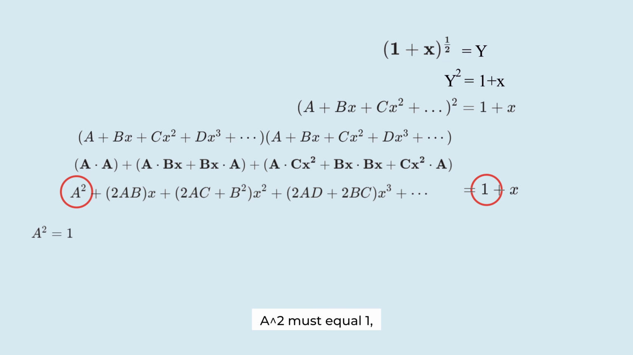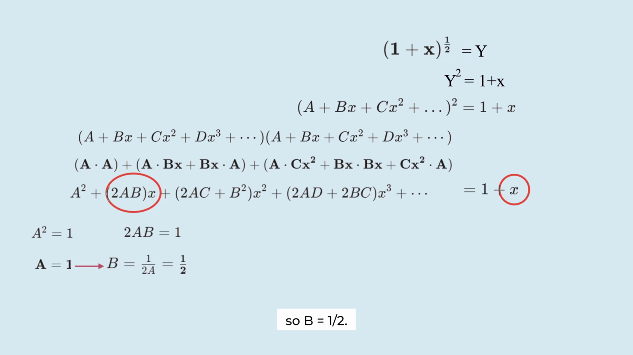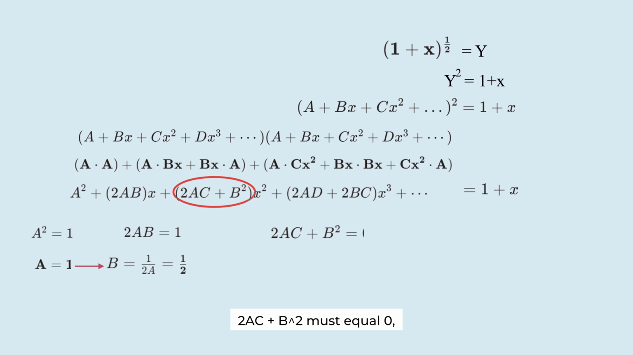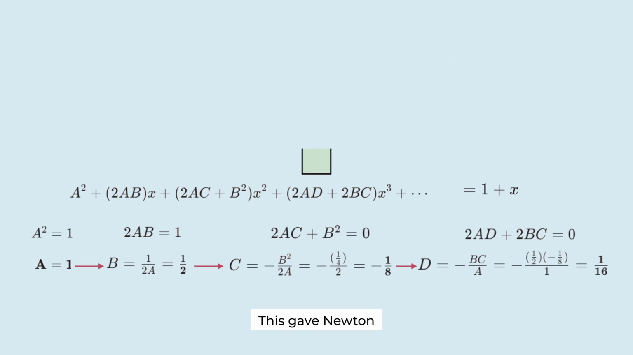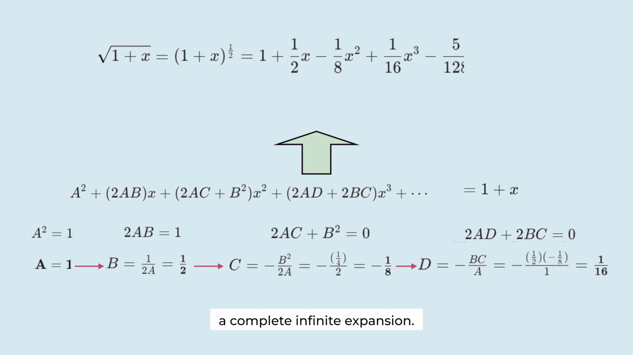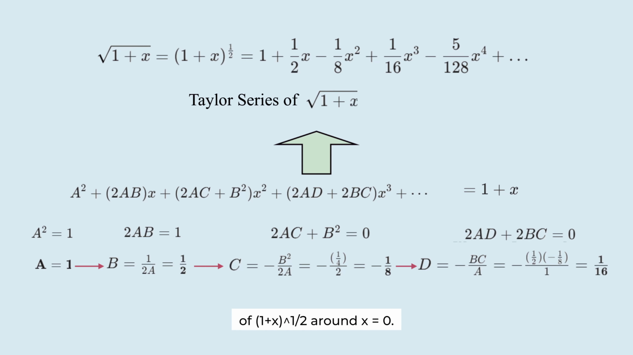A squared must equal 1, so a equals 1. 2ab must equal 1, so b equals 1/2. 2ac plus b squared must equal 0, so c equals minus 1/8. Similarly, d equals 1/16. This gave Newton a complete infinite expansion. Essentially, the Taylor series of 1 plus x to the 1/2 around x equals 0.